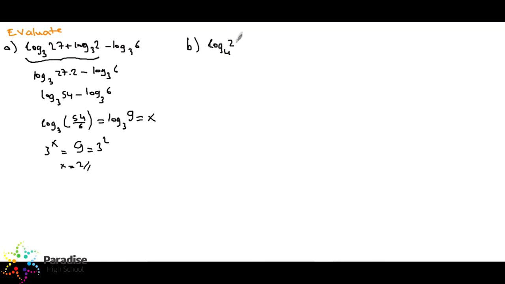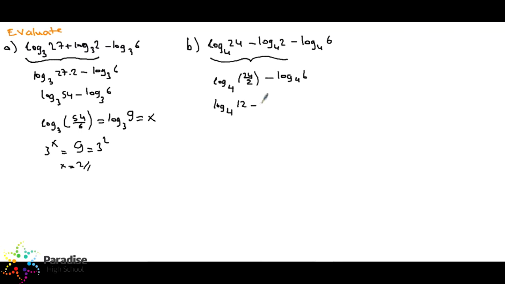Logarithm 4 base 24 minus logarithm 4 base 2 minus logarithm 4 base 6. Now, let's evaluate these two. Same base number, then there is subtraction in between. What do I do? We divide it. 24 over 2 minus logarithm 4 base 6. So that makes logarithm 4 base 12 minus logarithm 4 base 6.